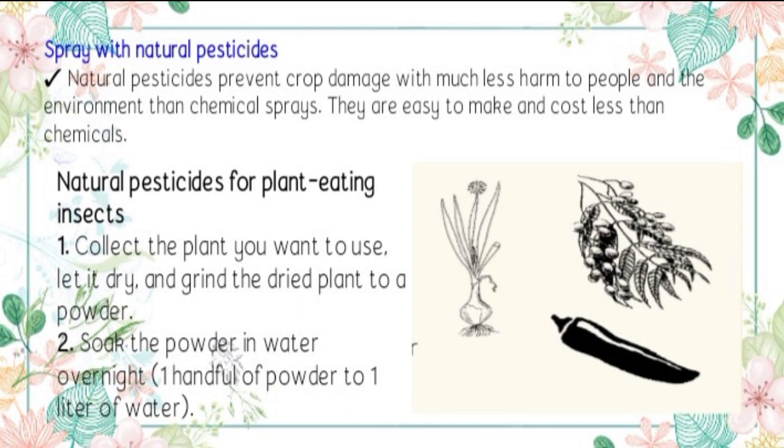Natural pesticides for plant-eating insects. First, collect the plant you want to use. Let it dry and grind the dried plant to a powder. Second, soak the powder in water overnight, one handful of powder to one liter of water.